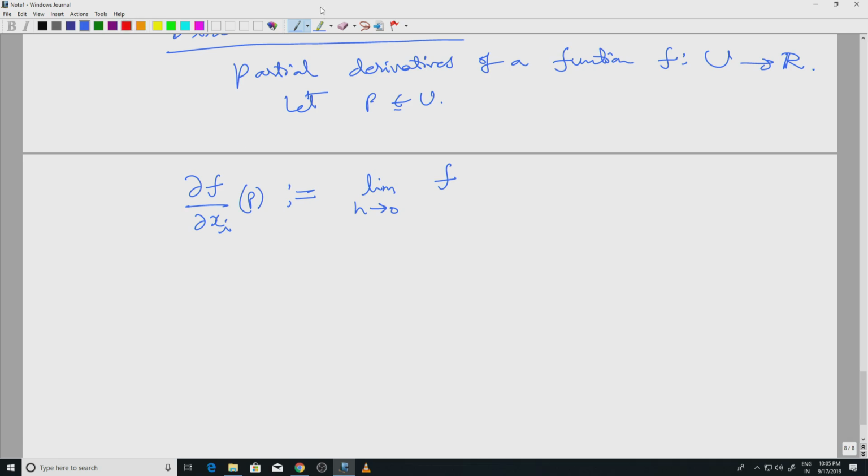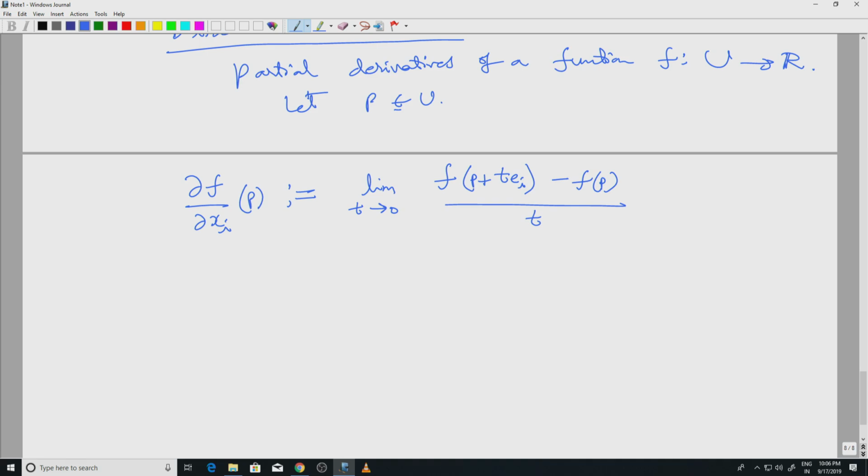rather than h going to 0, let me just write it in a different way. Limit t going to 0, f of p plus t ei minus f of p divided by t. Of course, this is assuming that this limit exists. If this limit exists, we say that this is the ith partial derivative of f at P.